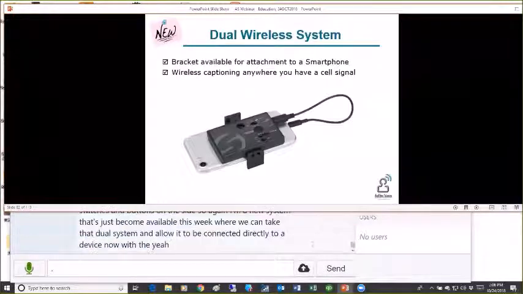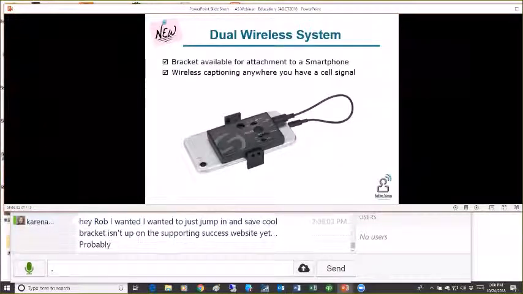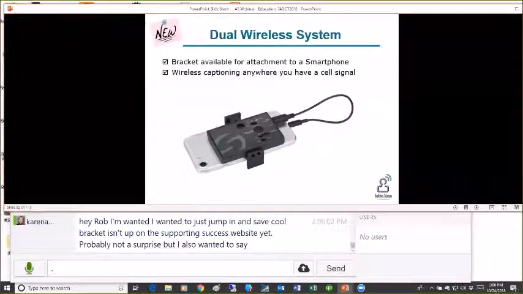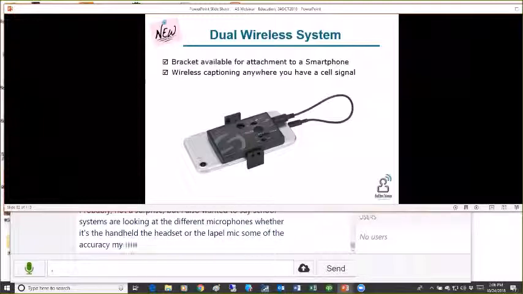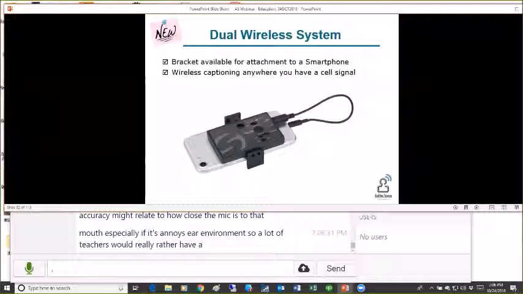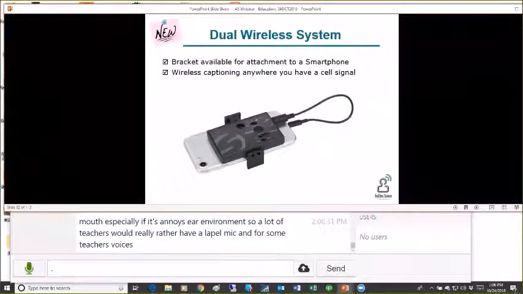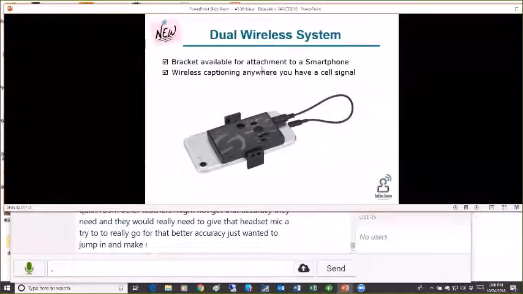Hey, Rob, I wanted to just jump in and say this cool bracket isn't up on the Supporting Success website yet. That's probably not a surprise. But I also wanted to say, when school systems are looking at the different microphones, whether it's the handheld, the headset, or the lapel mic, some of the accuracy might relate to how close the mic is to that person's mouth, especially if it's a noisier environment. So a lot of teachers would really rather have a lapel mic, and for some teachers' voices, that might be enough, especially if it's a quiet room. Other teachers might not get that accuracy they need, and they would really need to give that headset mic a try to really go for that better accuracy. So just wanted to jump in and make my 2 cents worth known.